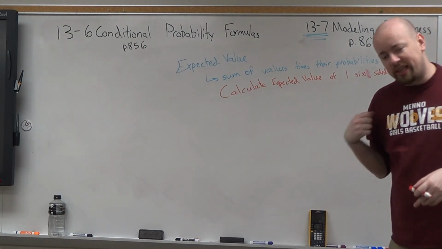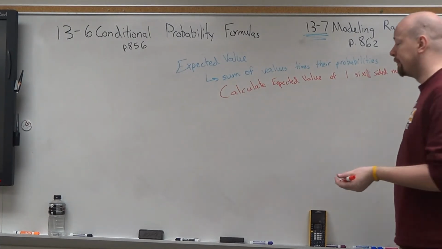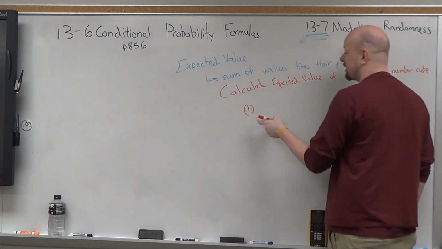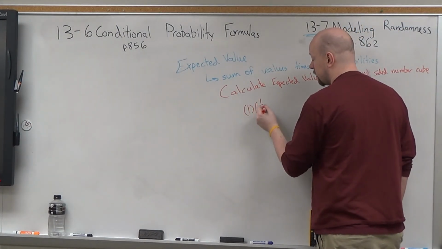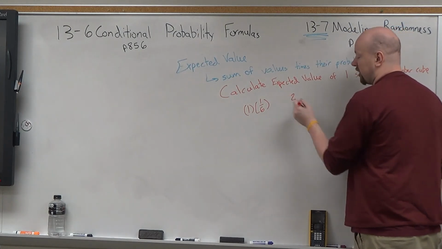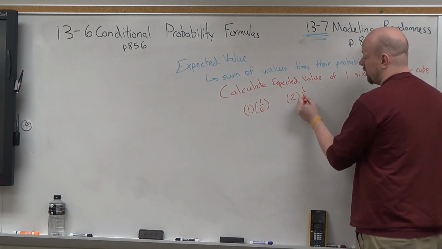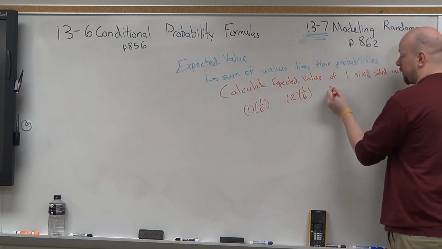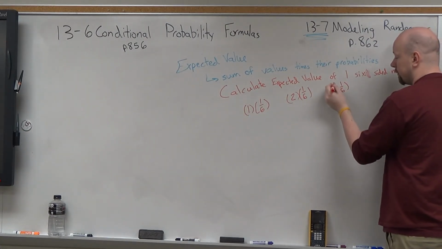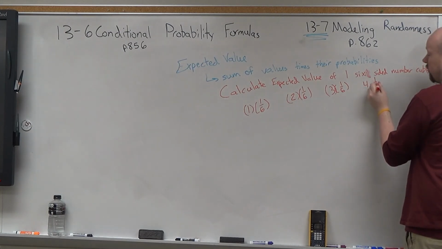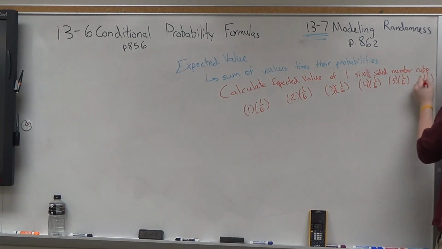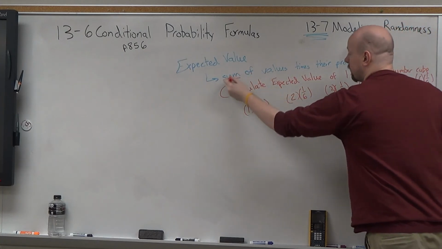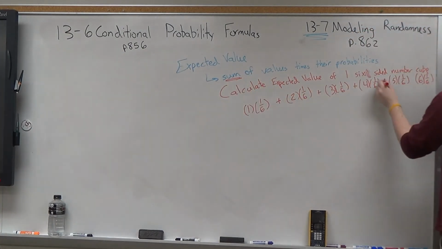Well, if I roll a six-sided number cube and I roll a 1, my value would be 1. So if I roll a 1, what is the probability I would have rolled that 1? That would be 1 in 6. If I roll a 2, what's the probability? Again, 1 in 6. How about a 3? Again, 1 in 6. I can roll a 4, again, 1 in 6. I can roll a 5, I have a 1 in 6 chance of doing that. And I could roll a 6, I have a 1 in 6 chance of rolling that. And then again, the sum, so I add up all those values together at the end.